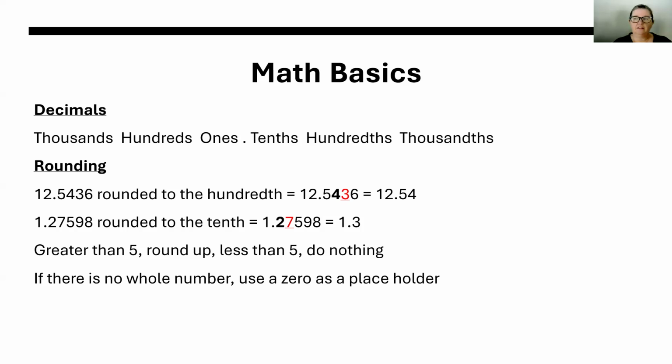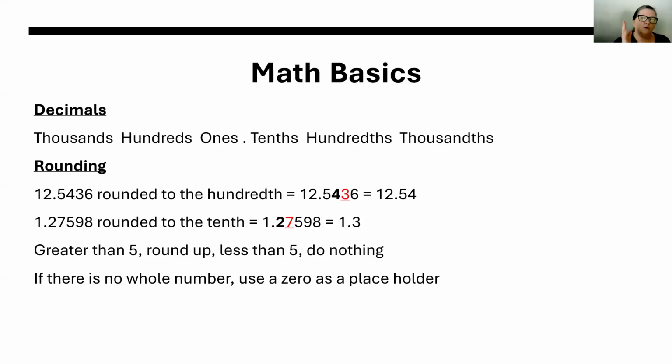It does fit in that it is greater than 5. So we know that if it's greater than 5, we round up. So we are going to then take that 2, turn it into a 3, and drop everything else, which gives us 1.3.